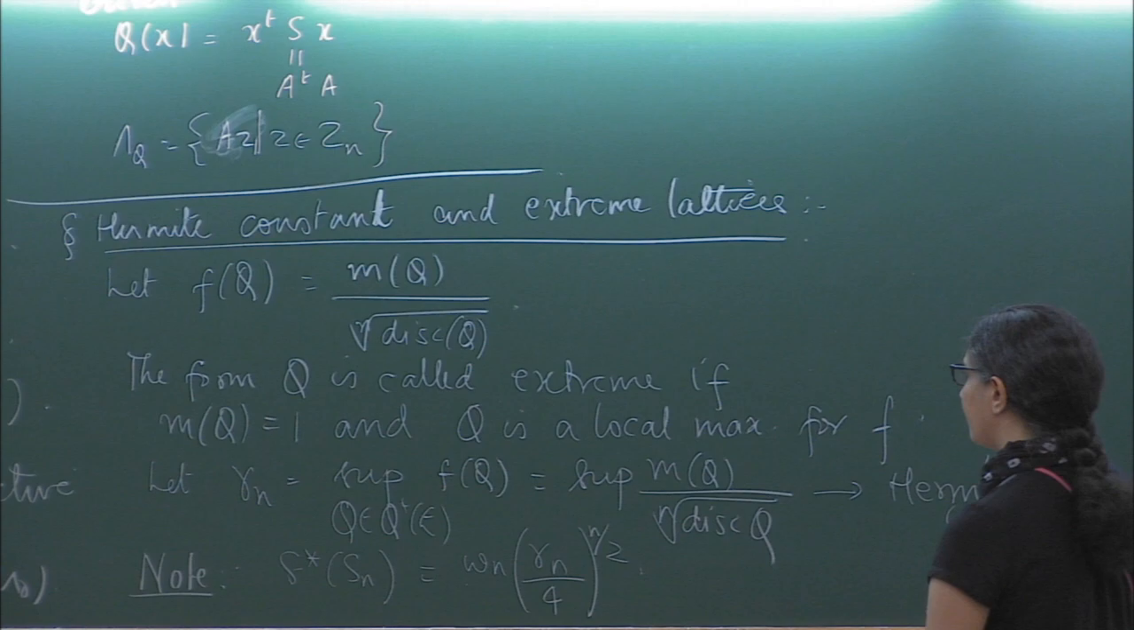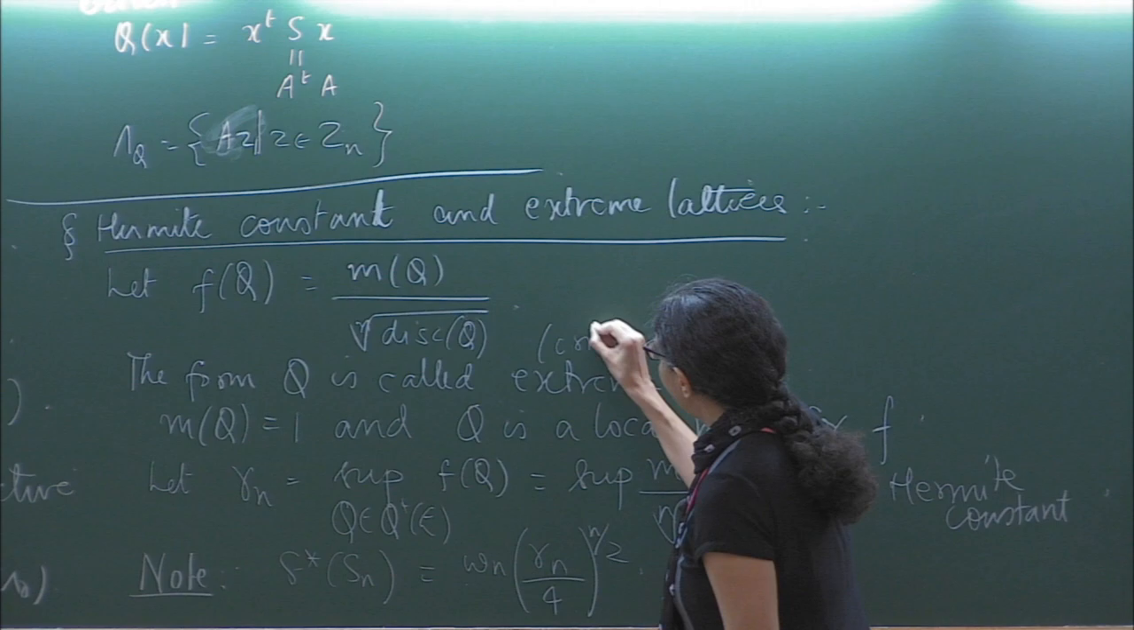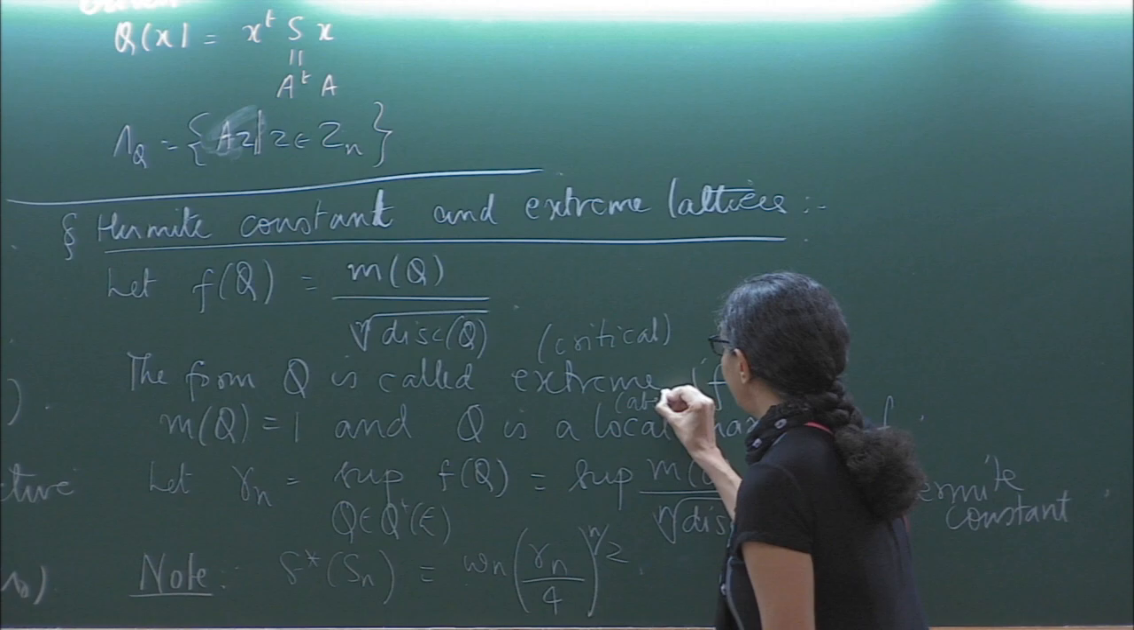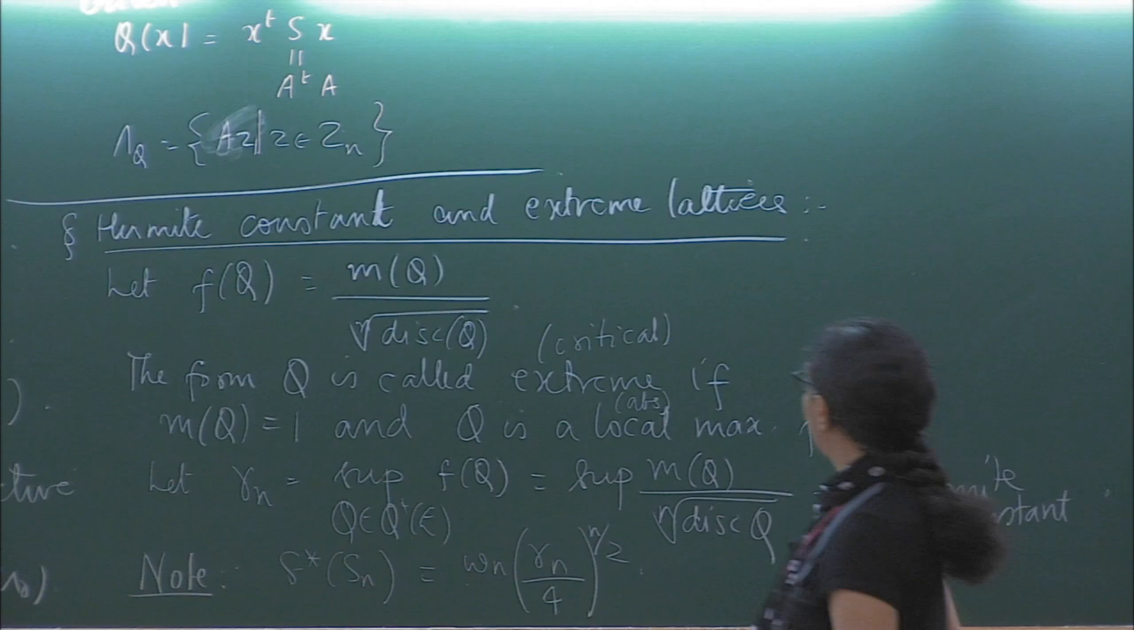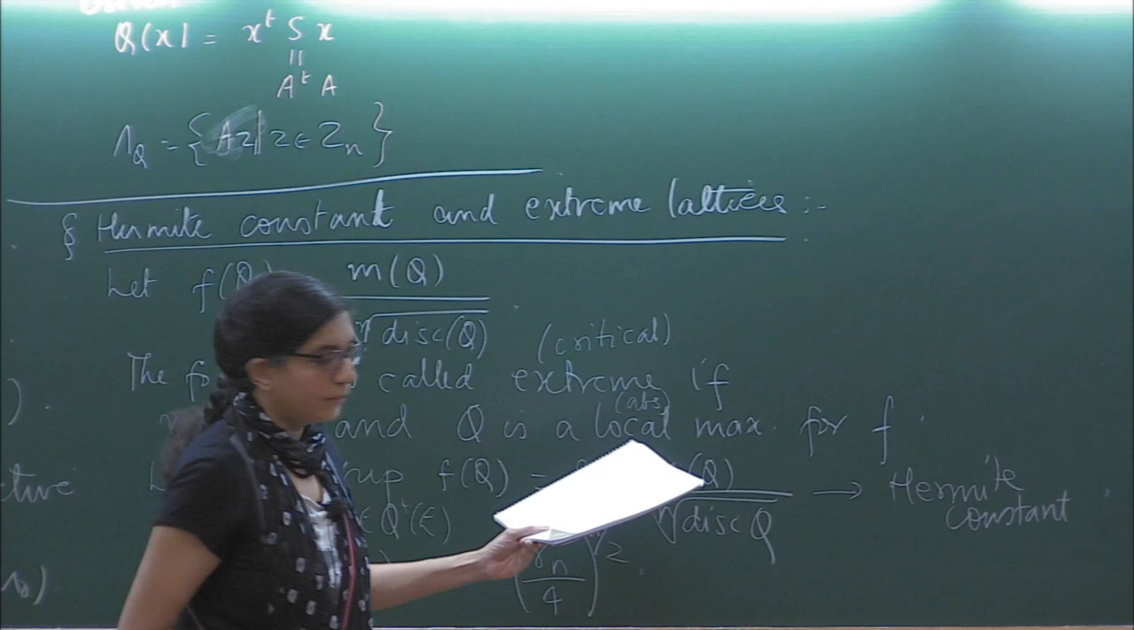I'll just add it here. And a form Q is called critical if it is an absolute maximum for f. Okay. So figuring out the densest possible lattice packing amounts to figuring out the critical quadratic form, in this dictionary.